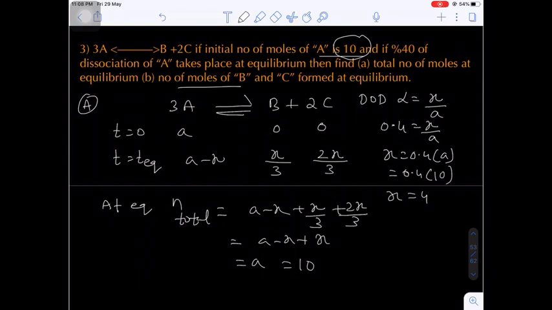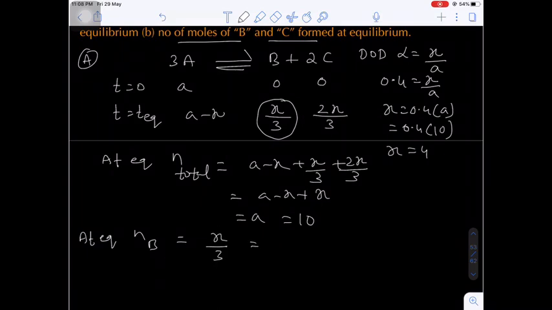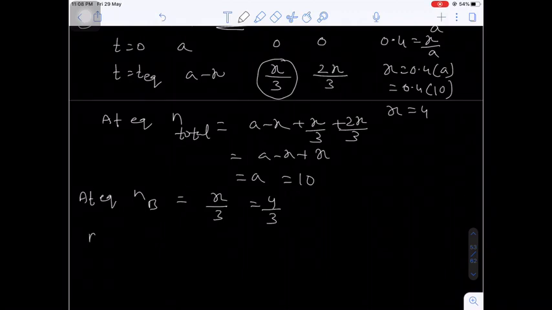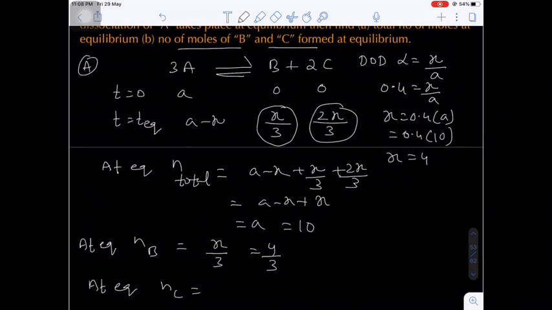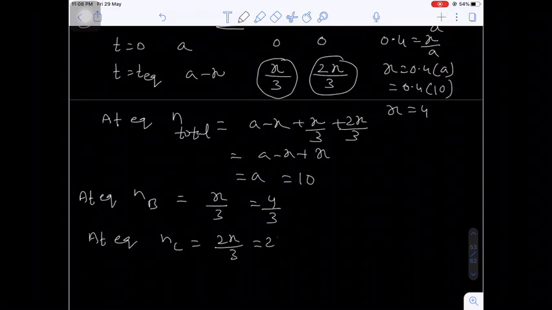Now one more question is there. Number of moles of B and C. What is the number of moles of B? x by 3. Number of moles of B at equilibrium is equal to x by 3. What is the x value? 4. So 4 by 3. Now at equilibrium, what is the number of moles of C? That is 2x by 3. What is the x value here? 4. So that is 8 by 3.